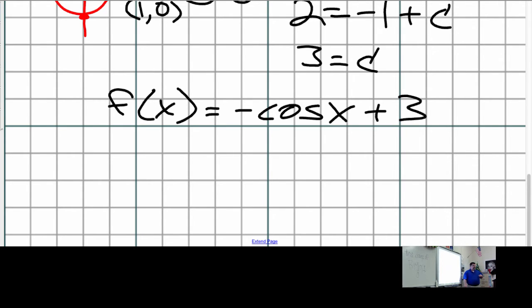Okay. Oh, now I put that thing down, which is going to be a pain. Wait, I can do it up here.